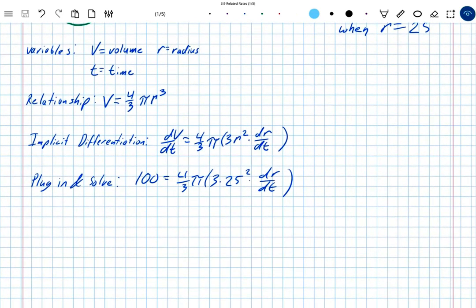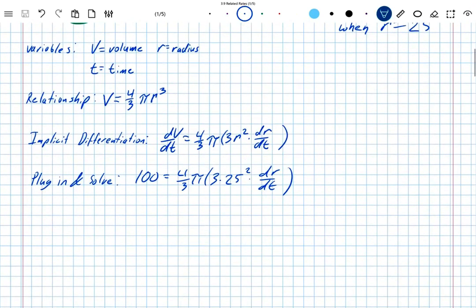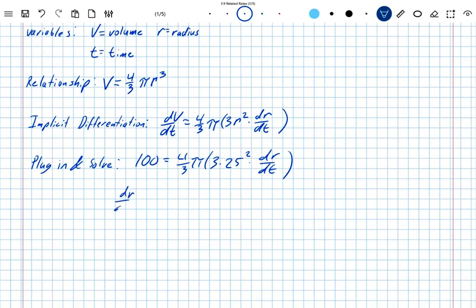We're almost there. We plugged in. Now we just want to solve. What for? The thing we want, dr/dt. So let's be really lazy about this. It looks like dr/dt is equal to 100 over everything on the right, 4/3 pi times 3 times 25 squared. Yeah, that's it. That is my rate of change. We can definitely clean this up. We can get a decimal approximation. That's not bad. Let's clean up a little bit here.